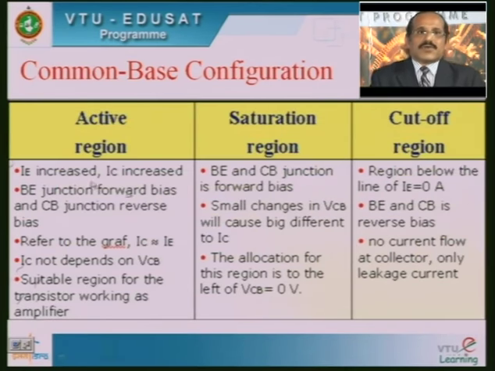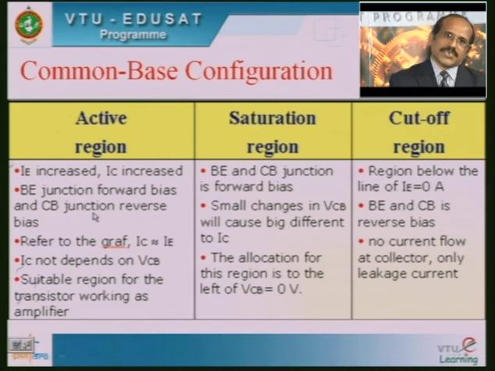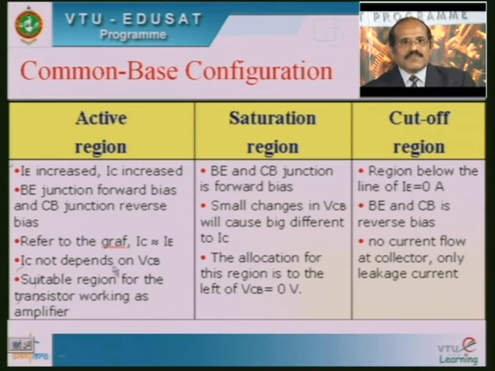So these are the three regions we define in the case of the common base configuration: active region, saturation region, and cutoff region. In the active region, you know that the input junction is forward biased and the output junction is reverse biased, and IC does not depend on VCB, because we have a flat current plot. Therefore this is the suitable region used for the transistor as an amplifier.